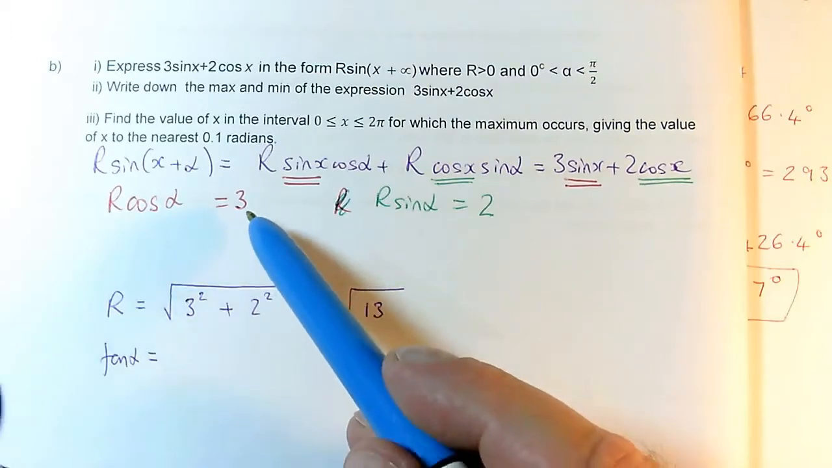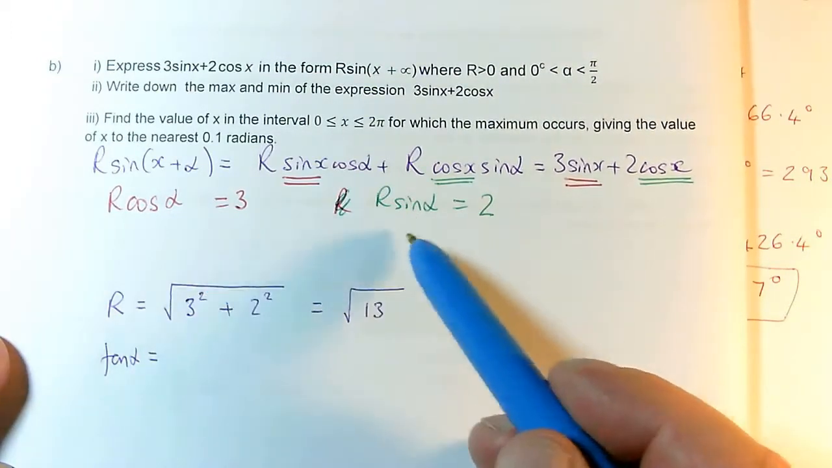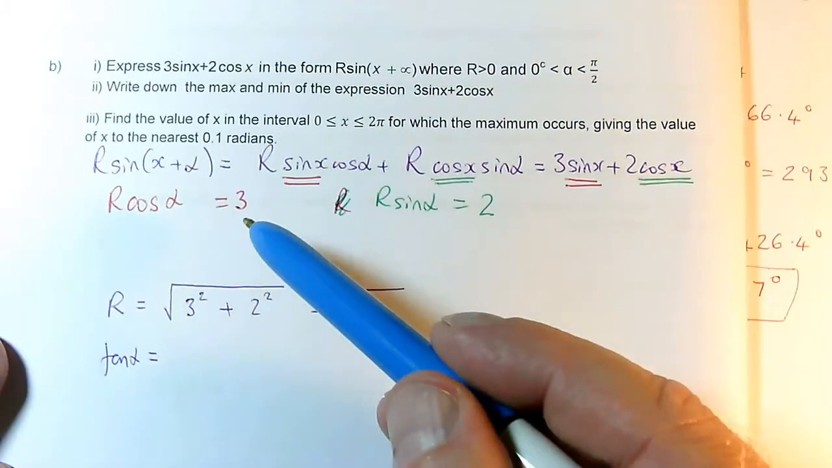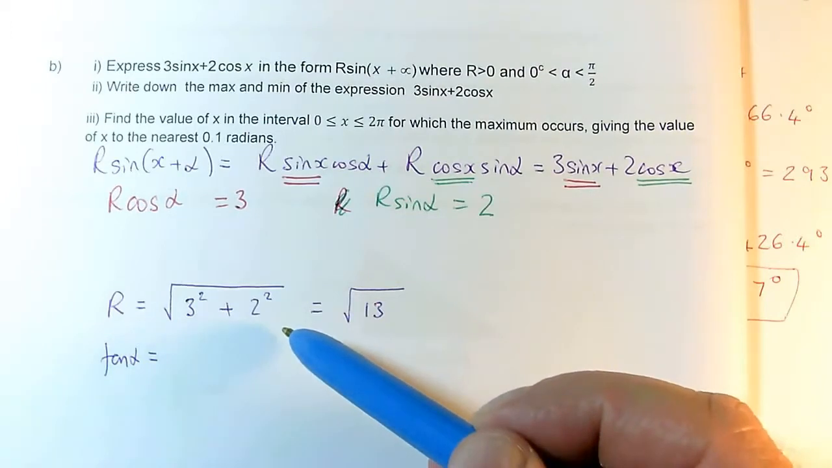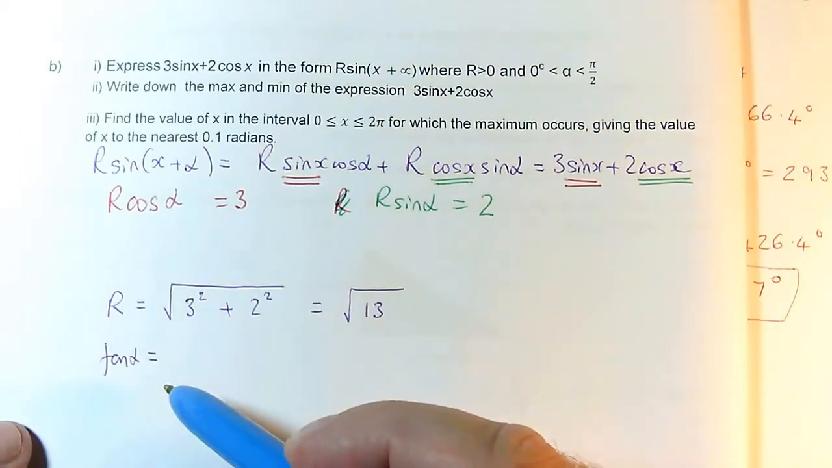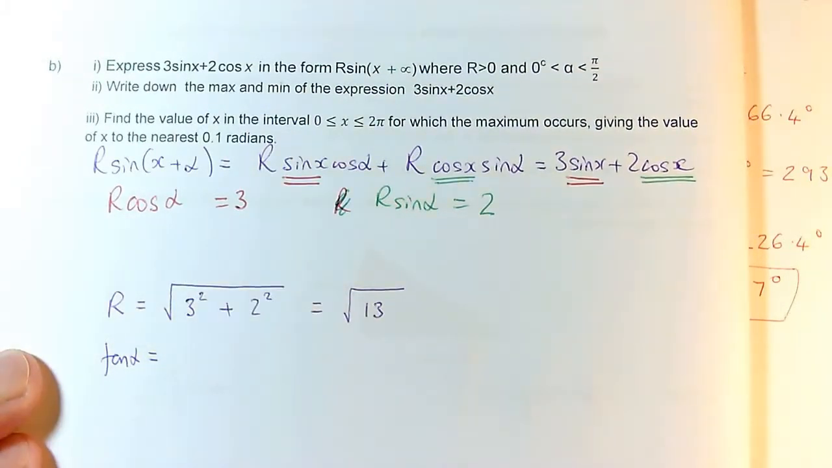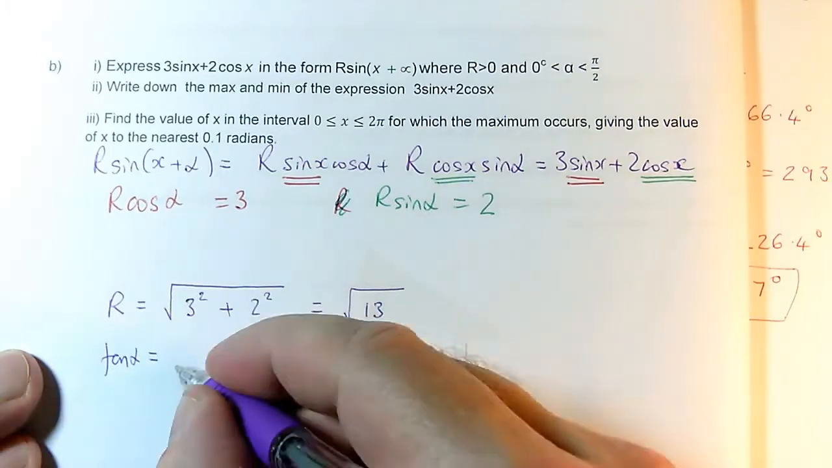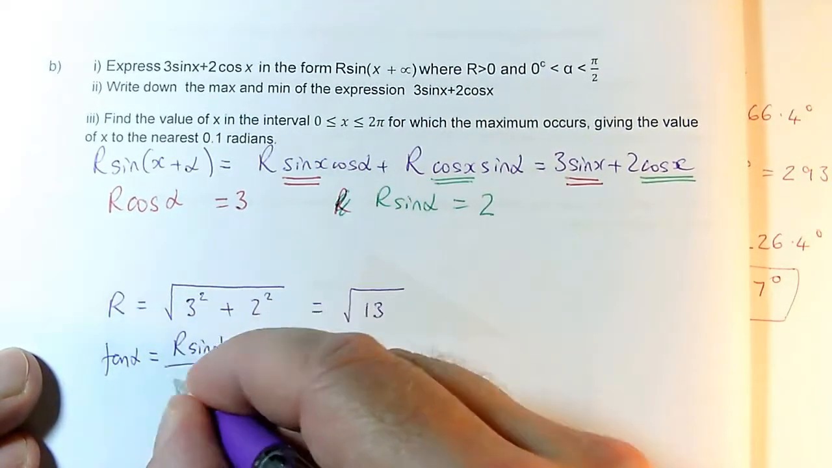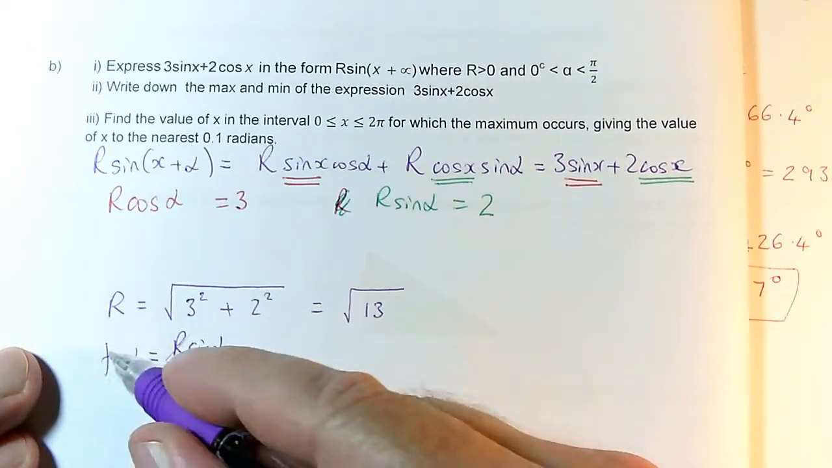Now, this method for R comes from the fact that sine squared alpha plus cos squared alpha equals 1. But I'm perfectly happy for you to go straight to the Pythagoras method for R using these numbers of 3 and 2. But for the tan alpha, now I know which one is r sine alpha and which one is r cos alpha, I can get my tan alpha the right way up. It's going to be r sine alpha over r cos alpha, so the r's would cancel and I'd end up with tan alpha.